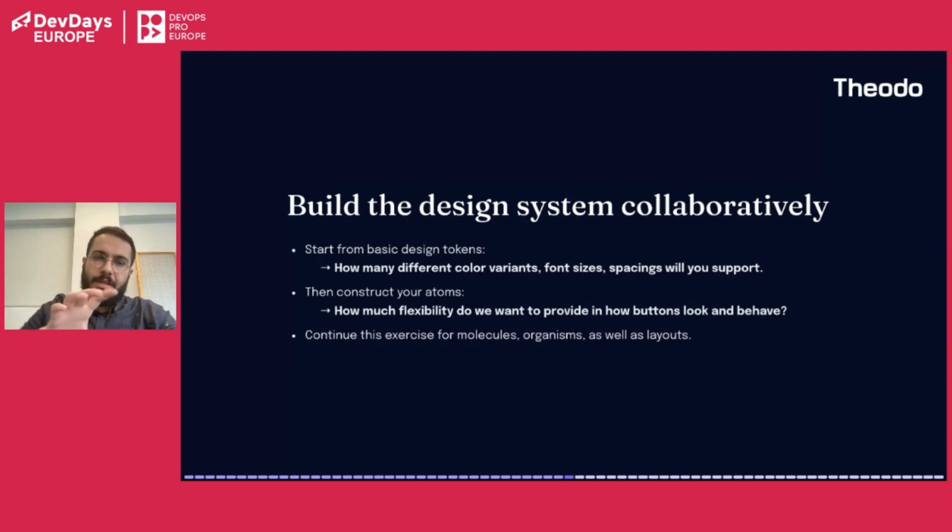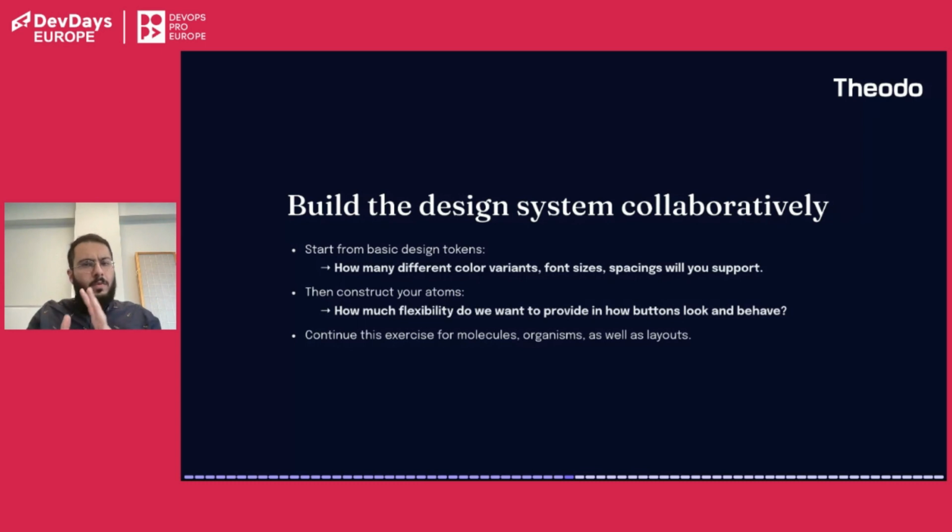Are you going to have 3 different font sizes that can be used in the app, or are you going to use just 2, and so on and so forth? What spacings are going to be allowed? What is going to be the unit of spacing that you're going to be using? And then from that, once you've got your design tokens, you can start to talk about your atoms.